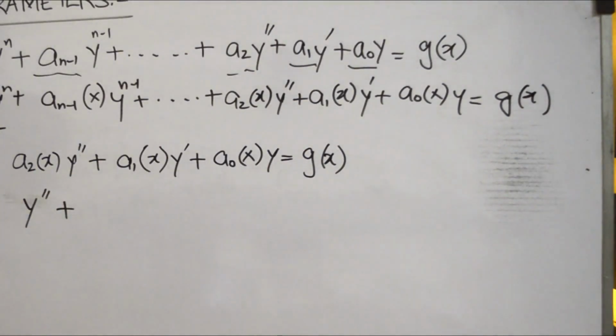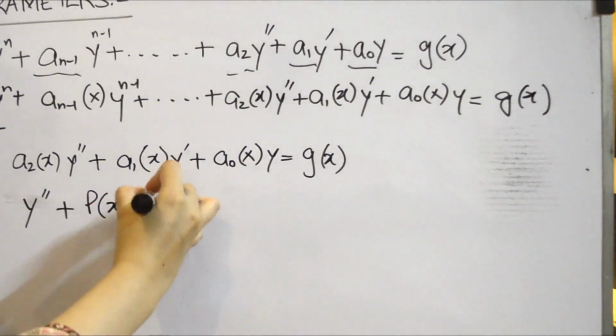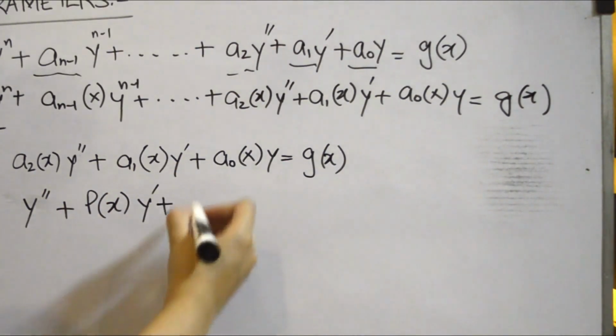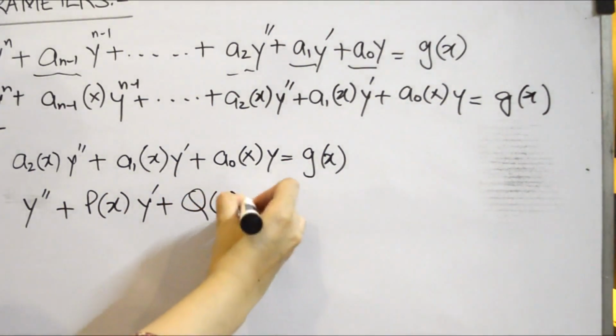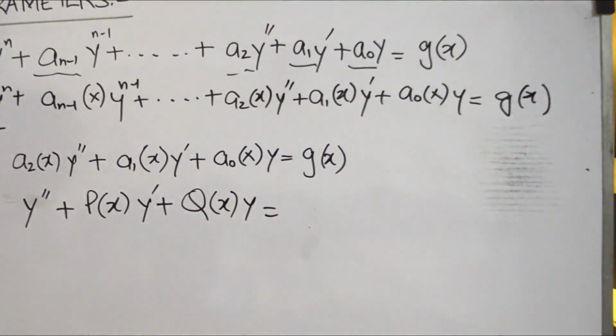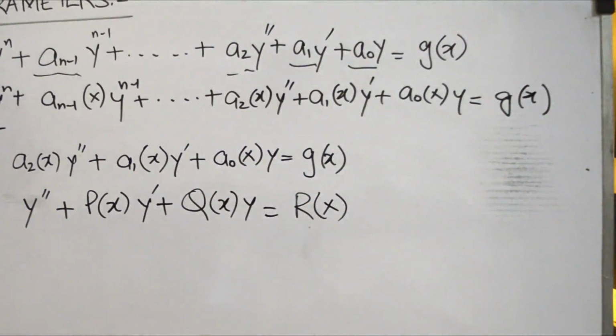Instead of a1 divided by a2, I write p(x) times y', plus, instead of a0 divided by a2, I use q(x) times y, equals, this is not g(x) anymore, it is r(x). So this is the standard form of a second order differential equation.